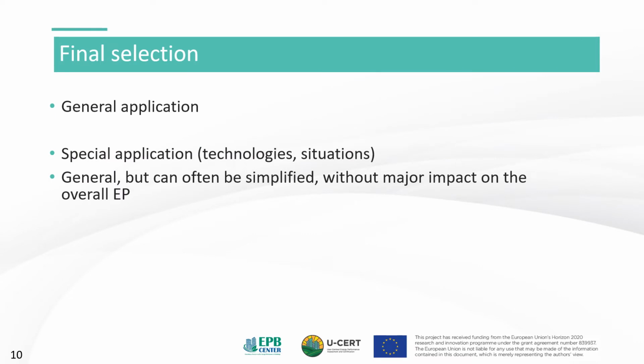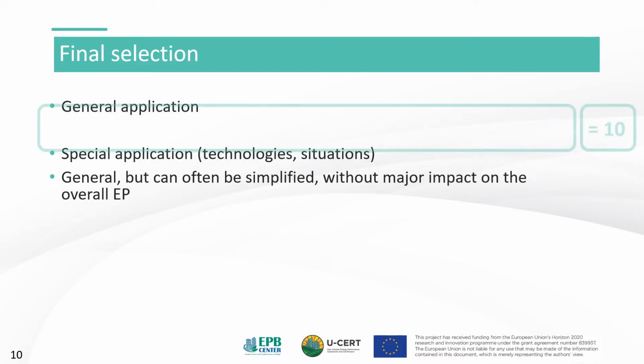Now we come to the final selection, and that is on the application. So you have EPB standards for general application, but you also have EPB standards that are for special application, special technologies or special situations. And then you have EPB standards for general application, but which can often be simplified without a major impact on the overall energy performance.